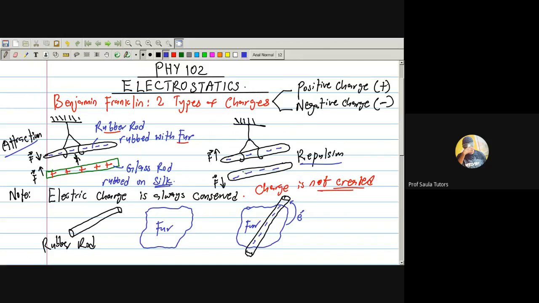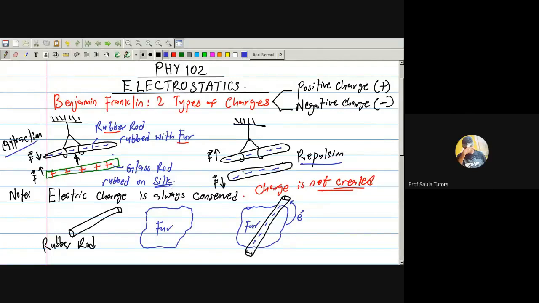So that's what I was about to explain here. Take note that when this glass rod is rubbed with this silk, electrons are transferred from the glass rod to the silk. If they ask you that if you rub a rubber rod with fur, what charge will you have on the rubber rod and what charge will you have on the fur? The rubber rod acquires negative charge, but the fur will acquire positive charge. Again, if you rub a glass rod with silk, the glass rod acquires positive charge and the silk will acquire negative charge. Take note of that point, very important.